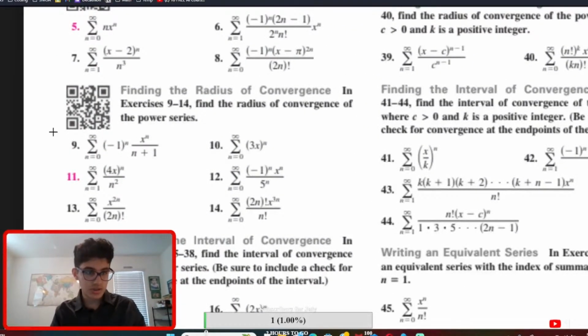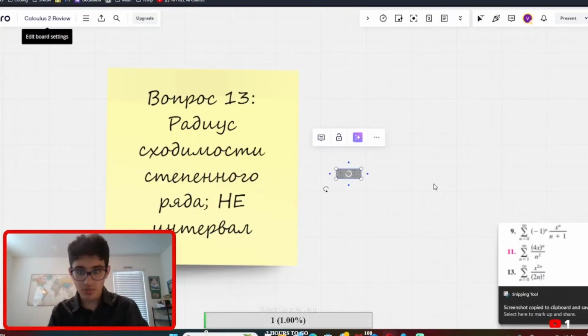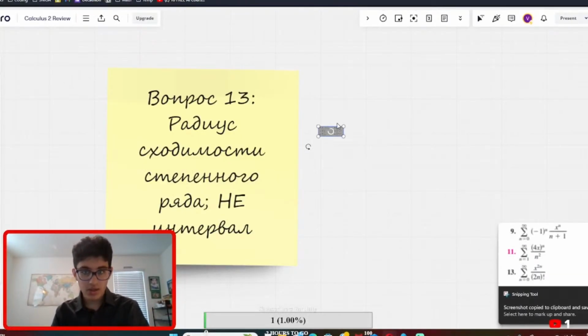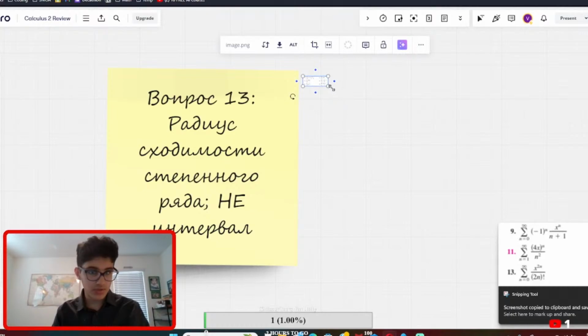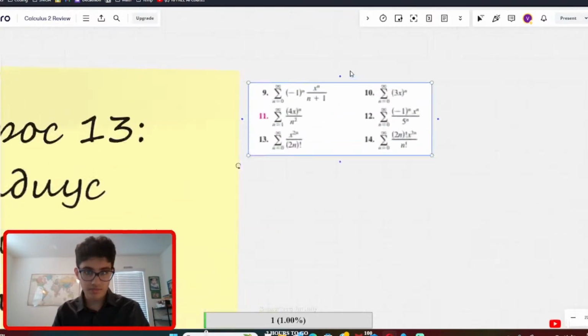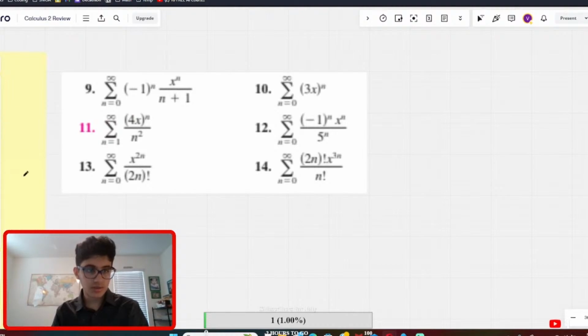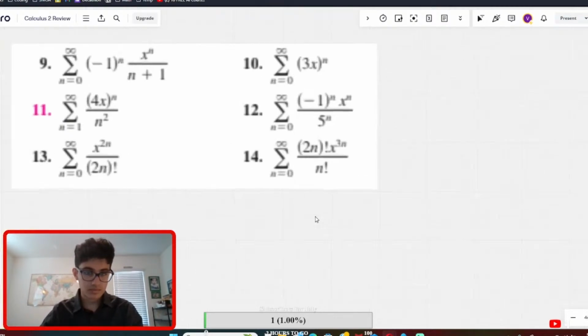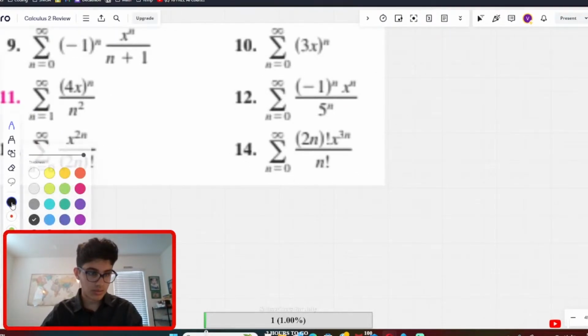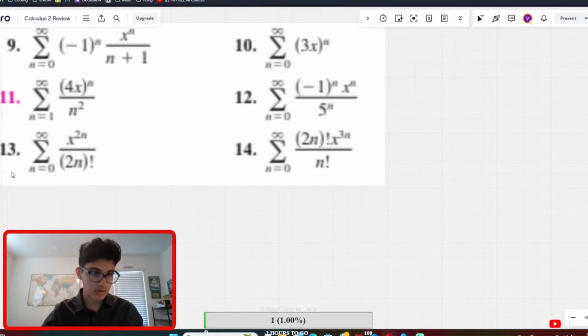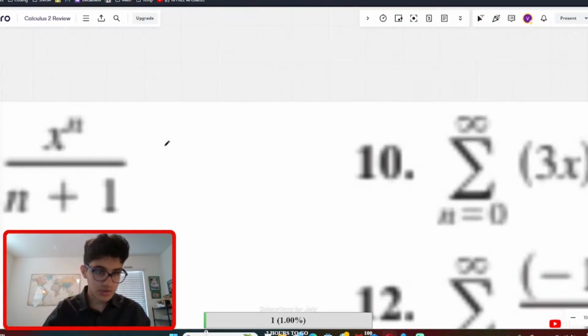Let's take a quick screenshot and start, because these ones should be quick, and normally they are quick. I'm going to try several of these. I think I'll do all the odd ones if I'm able to. Okay, this is basically just the ratio test, right? So it's x to the... I'm too zoomed in here. So let's just do the first one over here.